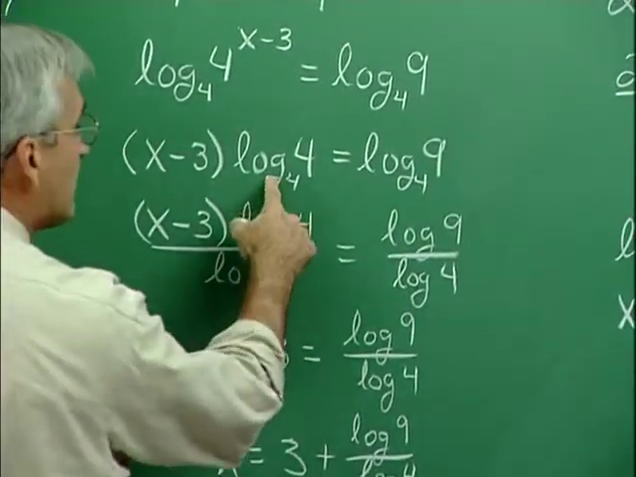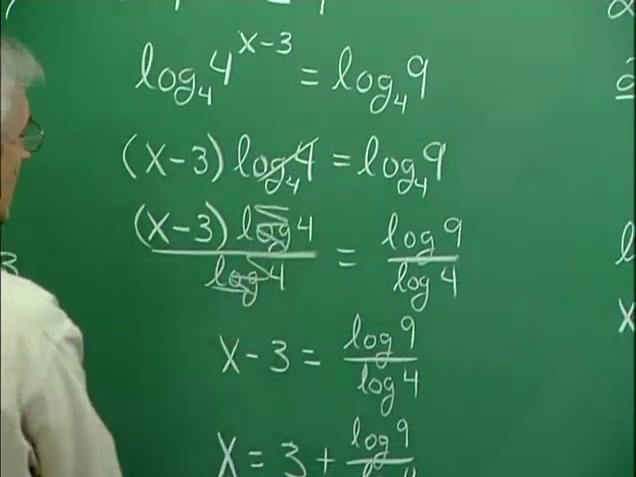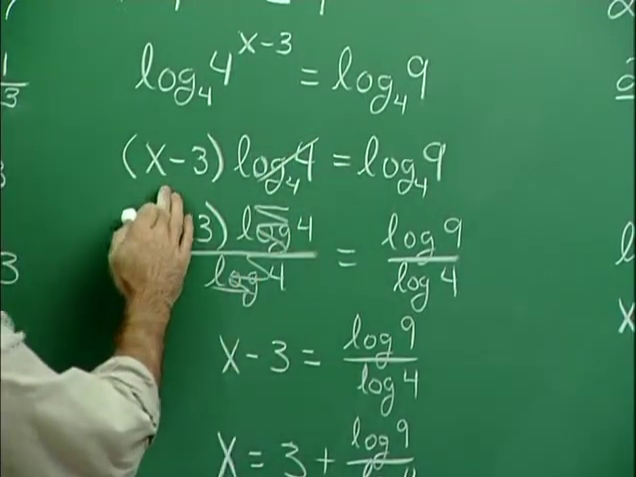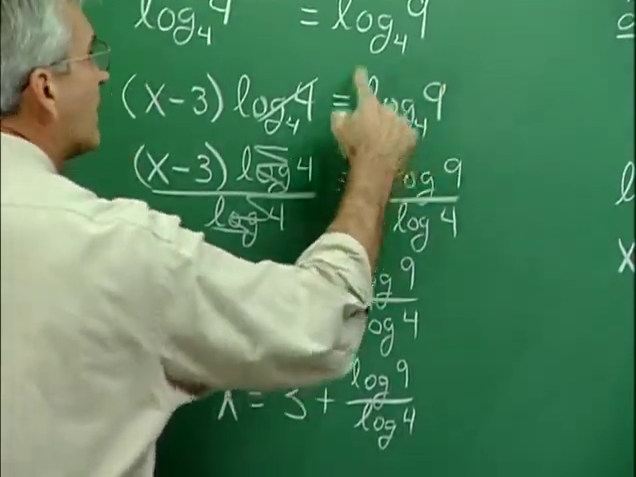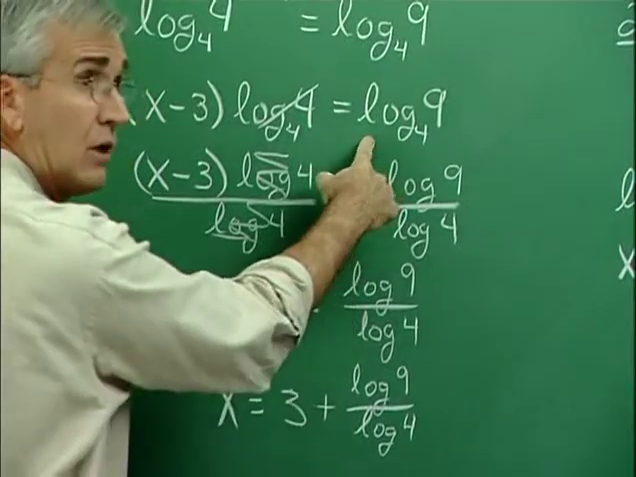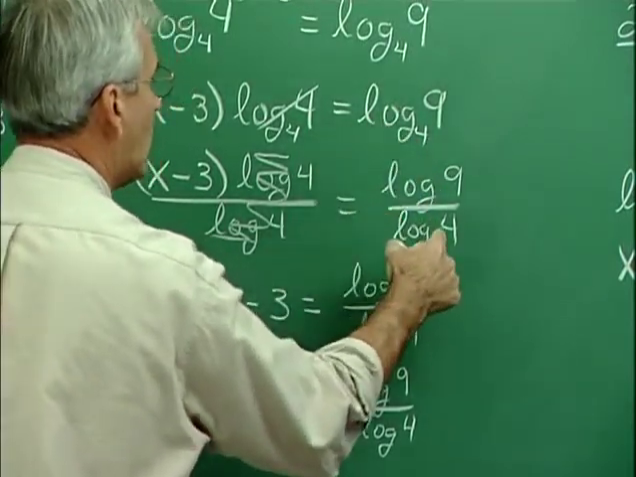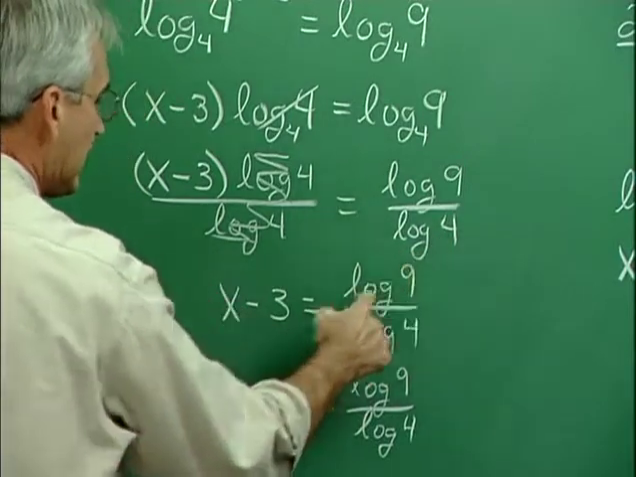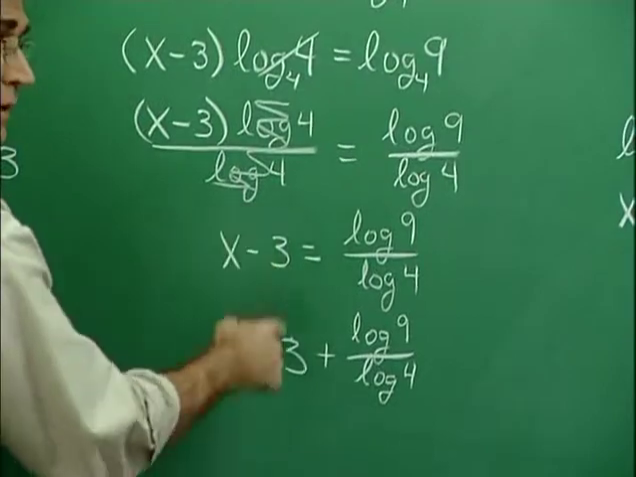Now, this would indeed become 1. So this would go out and we'd have no need for all this business. So we'd have x minus 3 equals log 9 in base 4. But what would we have to do to evaluate this? We would have to go through change of base, you see. So we would still have to write this as log 9 over log 4, and then we would evaluate it and add the 3 on both sides just as we did before.